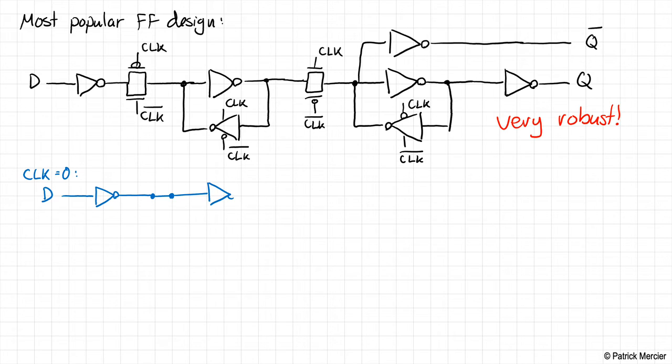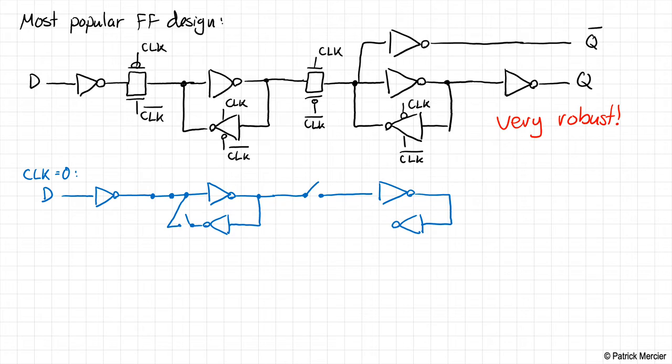Then it goes through another inverter. There's feedback here and another inverter. And then it goes into an open switch and connects back over here. Okay. And then this transmission gate up here is open. Then we go into another inverter, which has an inverter and feedback. And in this case, the feedback switch is closed as follows. And I'm going to ignore that Q bar path and just focus on the Q path for now.